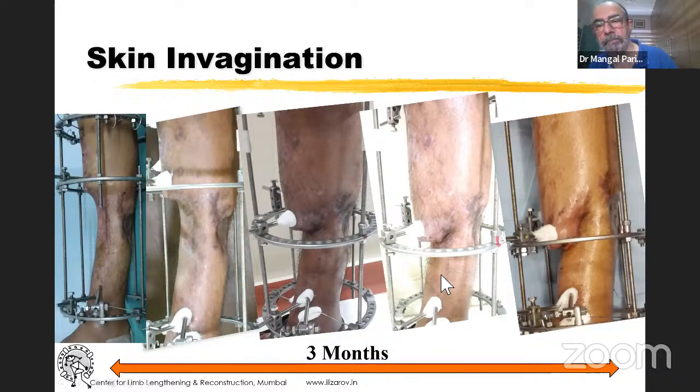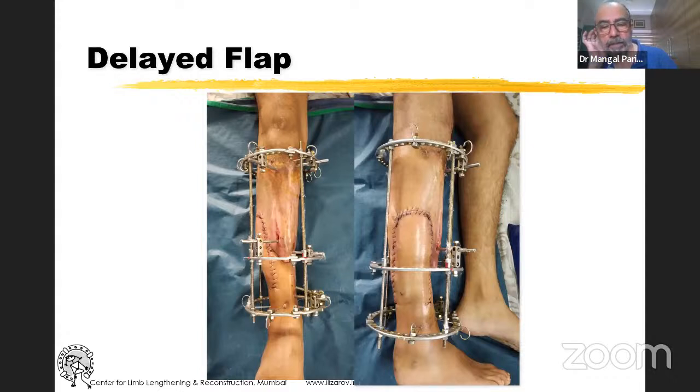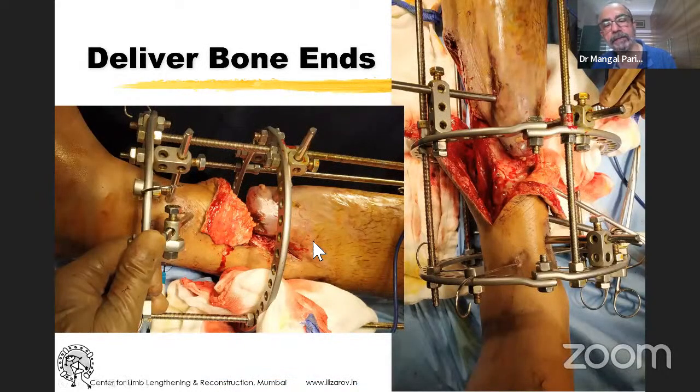Once we have come to this level, what we did was a rotation flap to get rid of that, because a split thickness graft is not going to go under. So I will generally prefer to do this rather than do a flap before. The plastic surgeon raised the flap, sutured it back, and then we continued the distraction. Then we excised all of that soft tissue, and the flap was rotated.